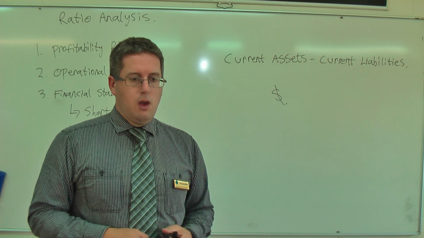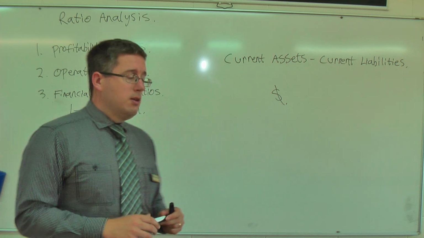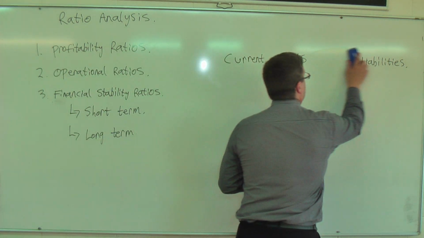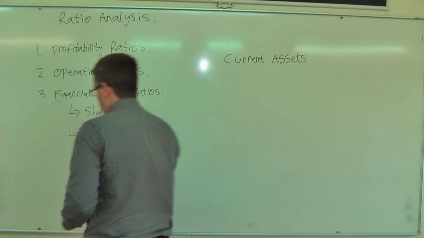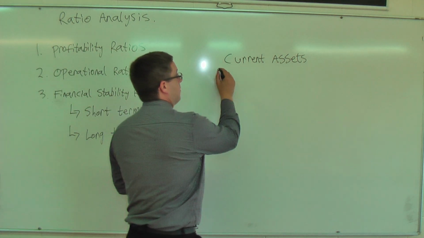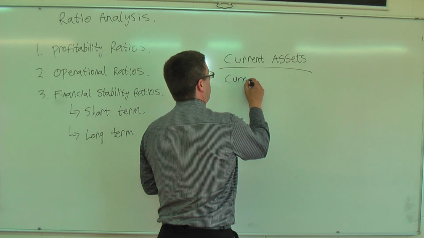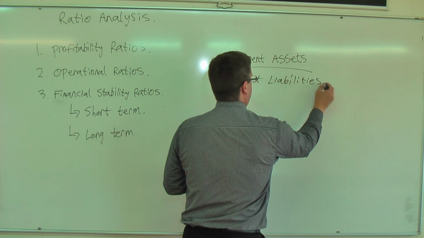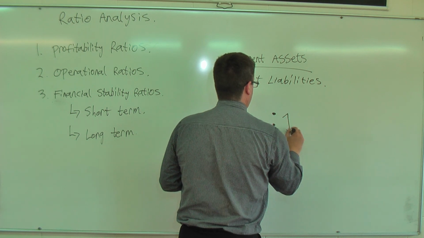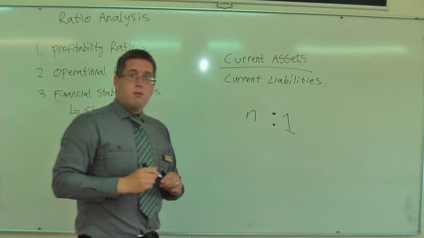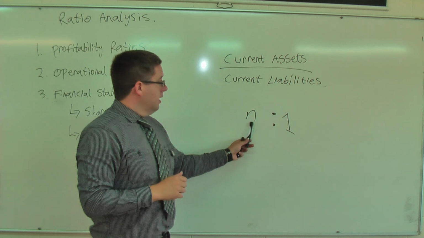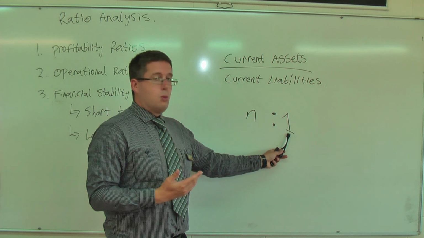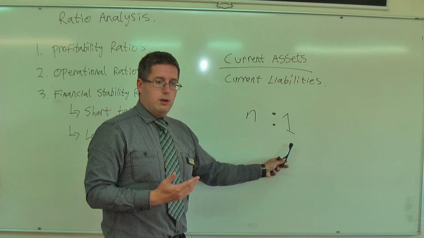Okay. The next one is very similar, and from last year you would know it as well. It's the current ratio. Current ratio is current assets divided by current liabilities. Now, these are ratios, so you're going to get a number as a result, and the number is always going to be colon to 1. So it's going to be this number to 1.